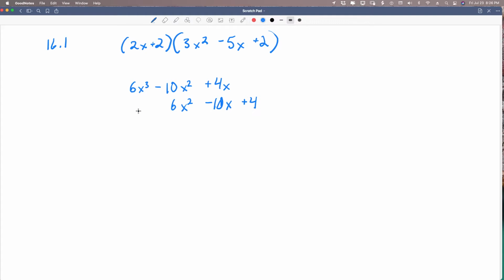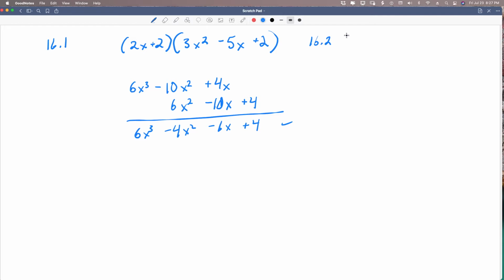Now we just combine our like terms. And this is our final answer. Easy peasy. All right, let's do another one. Let's do 16.2. I think we could fit it in right here pretty nicely.